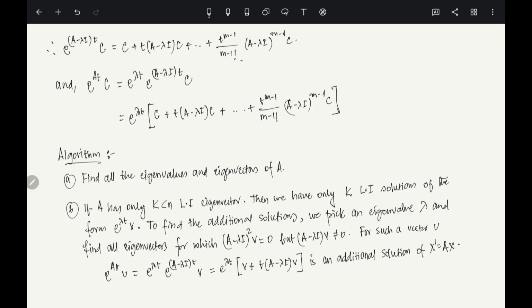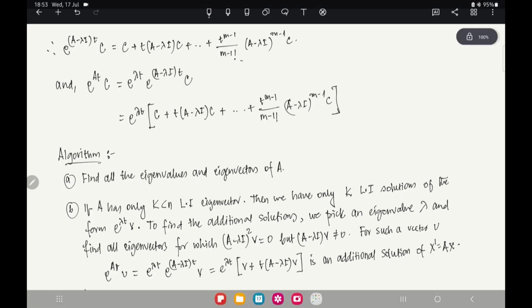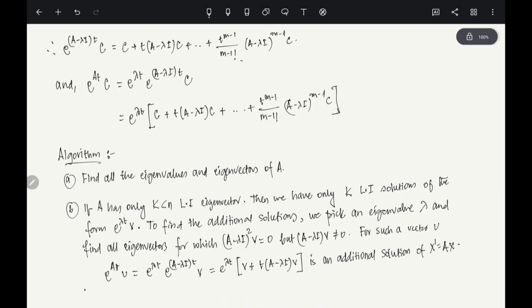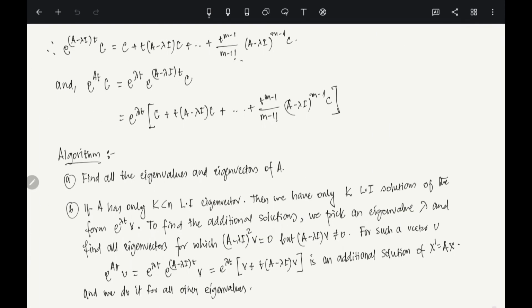Clear? So that will be an additional solution. And we do it for all other eigenvalues also, if it is possible. Now this second step should give you all the possible solutions you are going to get, so the steps a, b, c.